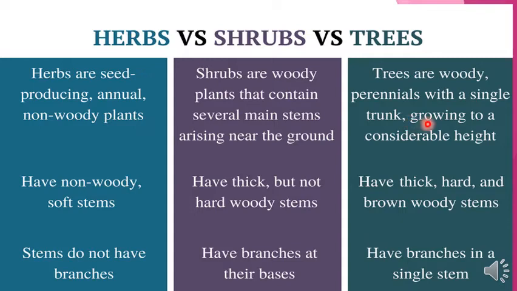Herbs have a non-woody soft stem, whereas shrubs have thick but not hard woody stems. Trees have a thick, hard and brown woody stem. Herbs do not have branches. It is a small plant. Whereas a shrub has branches at its base. Trees have branches on a single stem. These are the different characteristics of herbs, shrubs and trees.